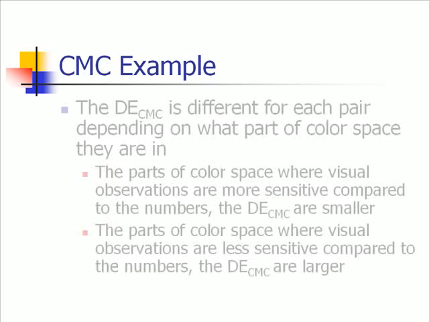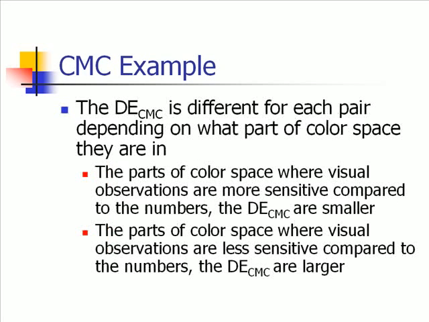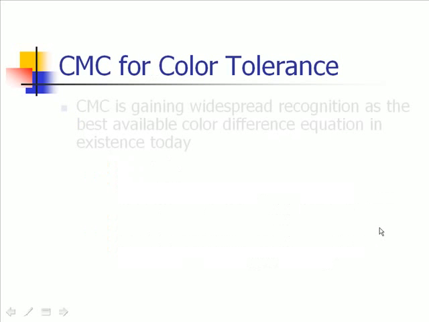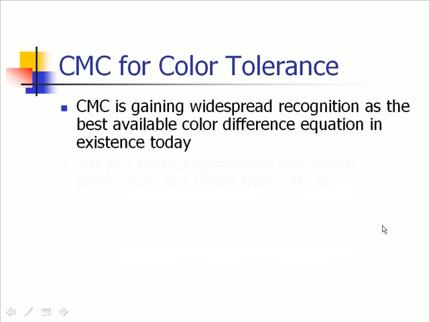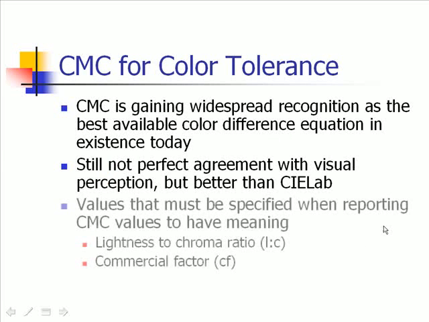CMC is gaining widespread recognition as the best available color difference equation in existence today. Still not perfect agreement with visual perception, but better than CIELAB. Values that must be specified when reporting CMC values to have meaning, like I mentioned, is the L to C ratio and the commercial factor. So those are only for our CMC.